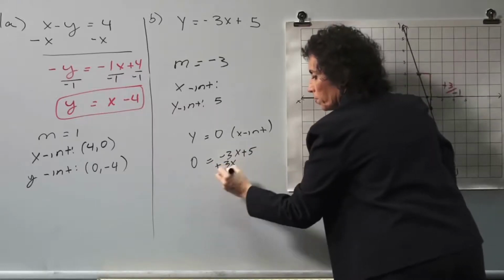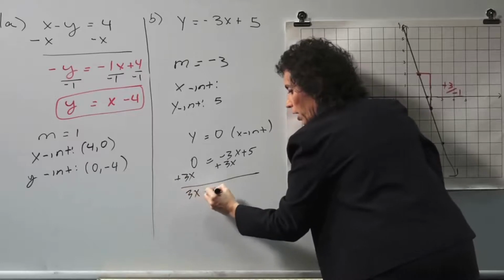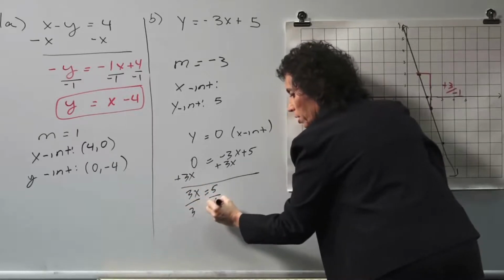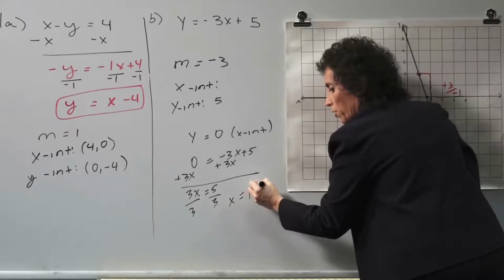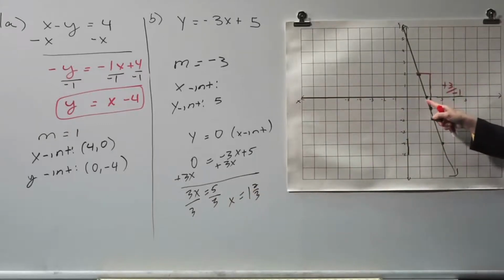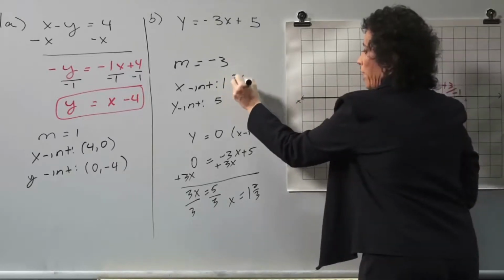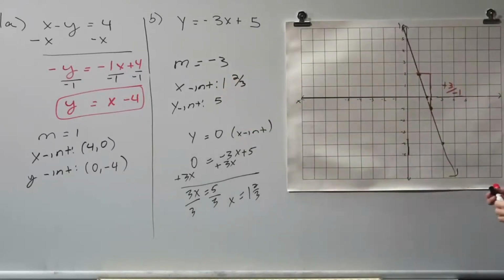Add 3x. 3x equals 5. Divide by 3, we get 5/3 or 1 2/3. So the x-intercept, if you care, is 1 2/3. Okay? You should know that if you can't see it graphically, you can always get it algebraically.